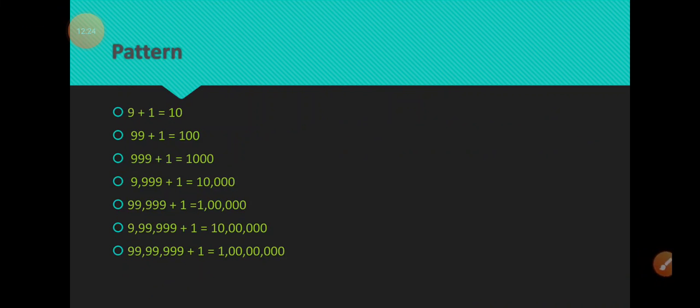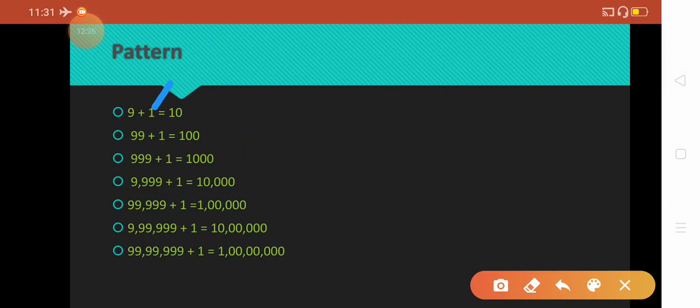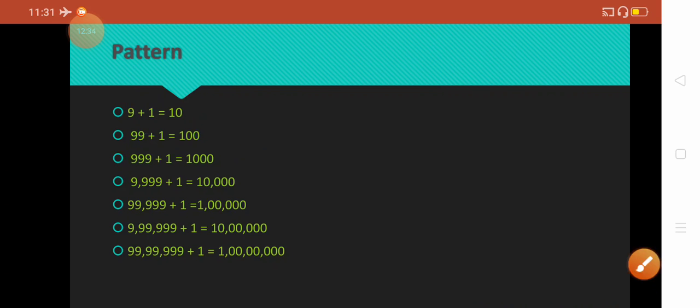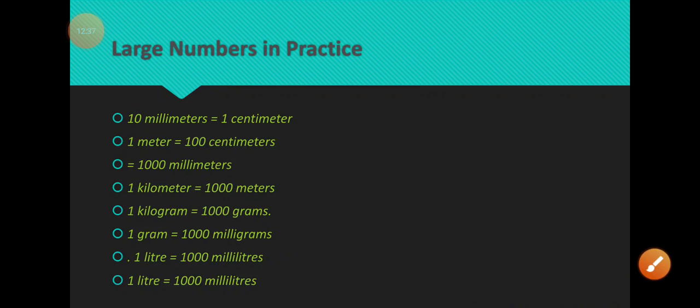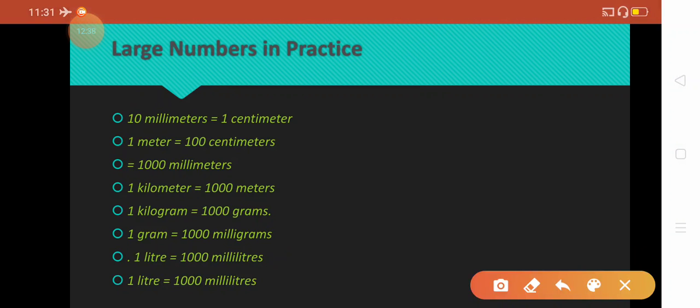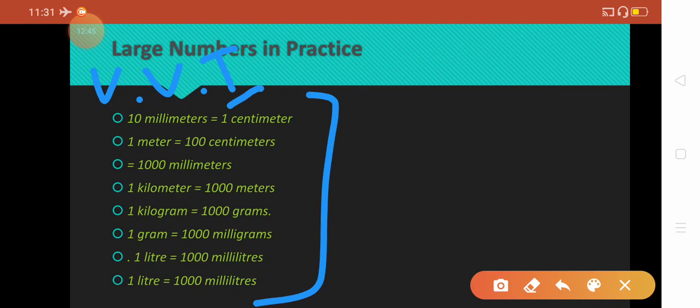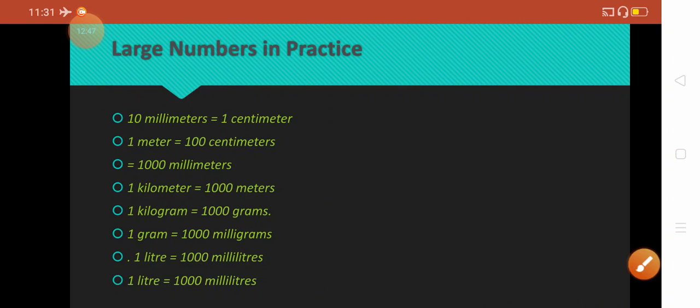Now the next topic is pattern. The same pattern I have told you. If you add 1 to the greatest one digit number, you will get the smallest one. Greatest, smallest, greatest, smallest. In this way, we will get the values. Now these things you have to learn. These are very, very important. You have to learn all these values, because without these, you are not able to solve the problems.